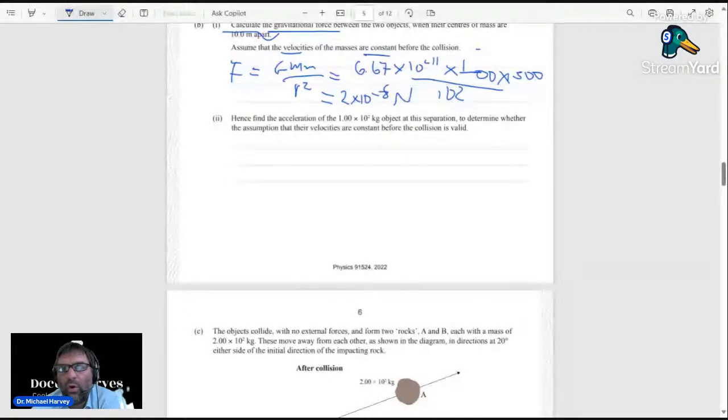Okay, and that's obviously going to be your achieve point. And then we move on to hence find the acceleration. This is your merit point of 1 times 10 to the 2 kilograms object in this separation to determine whether the assumption of the velocity is a constant before the collision is valid.